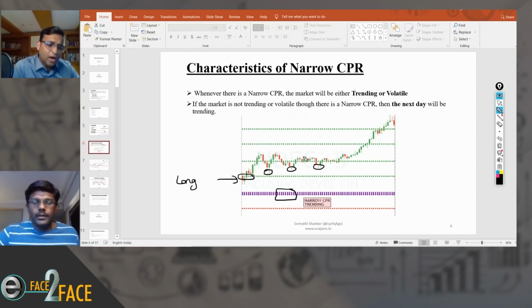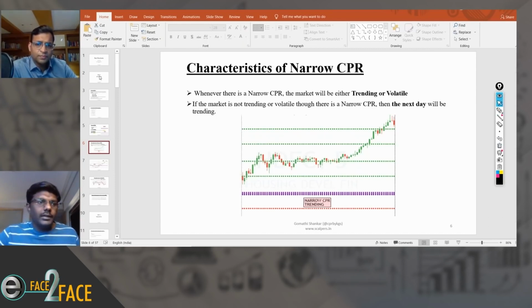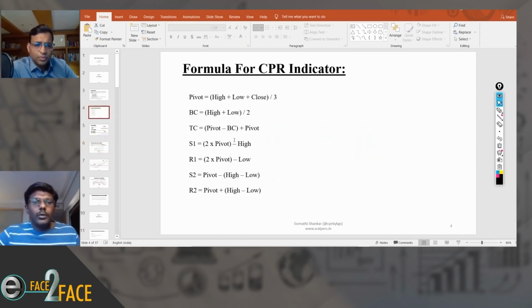How did we calculate the R1 levels? We have the formula in the formula slide. R1, R2 and S1, S2 are standard values which we use in pivot points. We can get them in any software. If we plot the pivot, we get R1, R2. Actually, we have a CPR indicator in TradingView, which I have coded already. Oh, fantastic. So you will show us that indicator later in TradingView? Yes. That will be really nice.